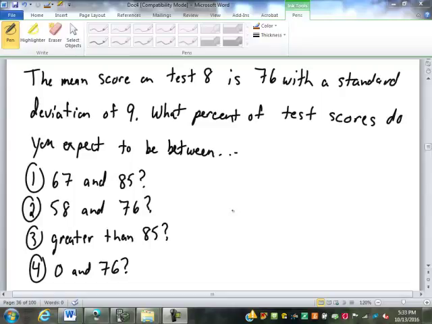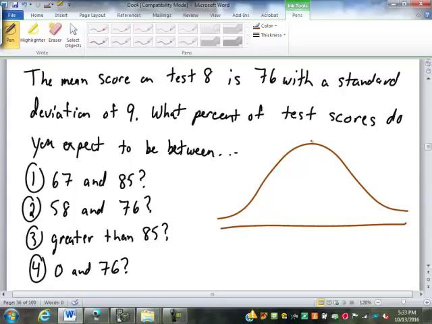Let's see how much you remember from this. Remember, this is based off the bell curve. Of course, the center of our bell curve is always what number? The mean.